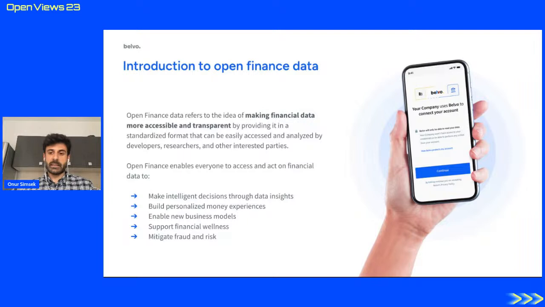This makes data more accessible and transparent, and lets many companies and developers build applications that are quite valuable for the user and for the company itself. Looking at the examples here, this data enables us to make intelligent decisions, whether through machine learning data insights or maybe all rule based. It's not important. The most important thing is the data itself. So we can build personalized money experiences, enable new business models, and support financial wellness. And of course, there are many examples of how we use open finance data for fraud and risk mitigation.